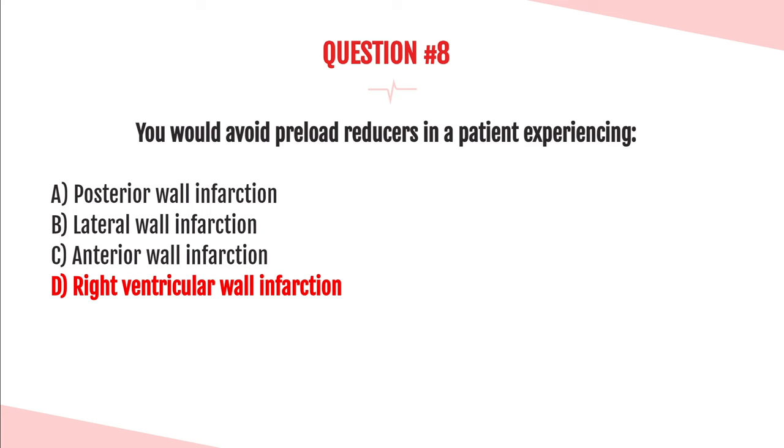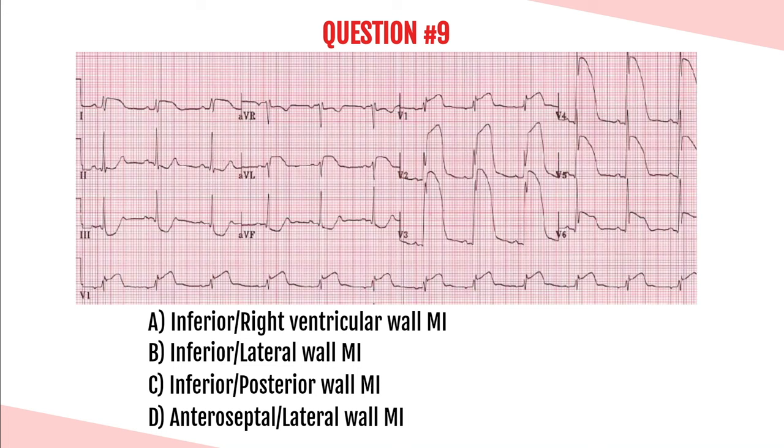Question number 9. What are we dealing with here? Is this an inferior right ventricular wall MI, an inferior lateral wall MI, an inferior posterior wall MI, or an anteroseptal lateral wall MI? All right, so where are we starting? We're starting with our inferior leads, or leads 2, 3, and AVF. I do see some ST depression here, so we're just going to move on from that.